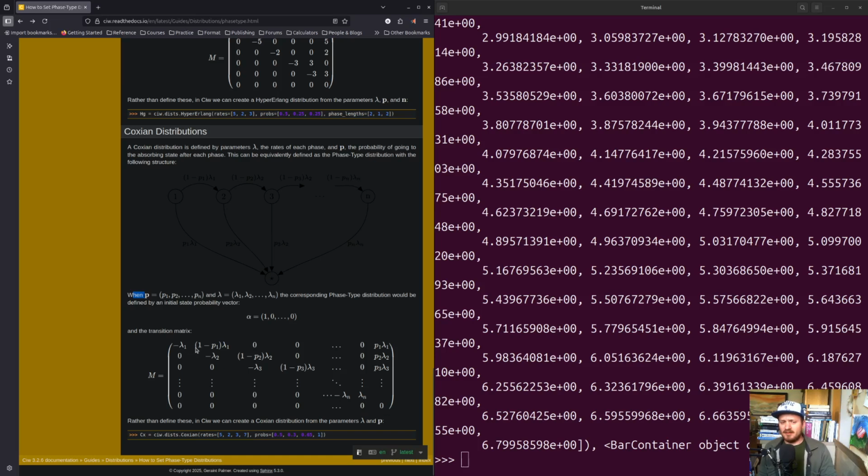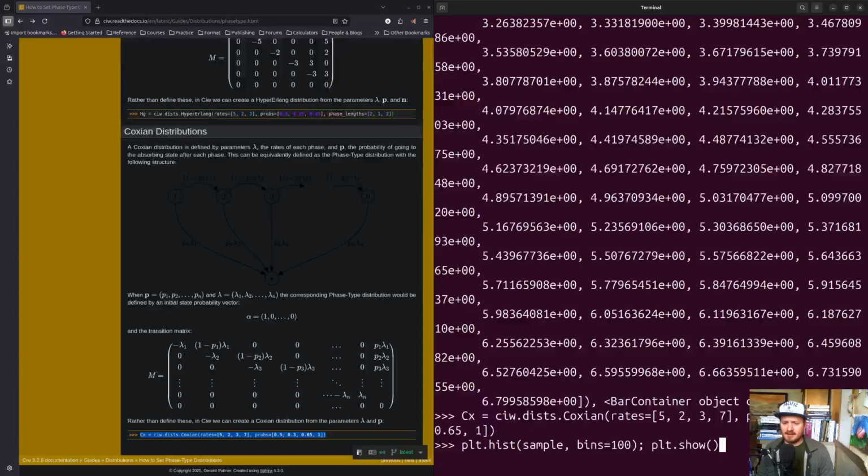And then you've also got the 1 minus some probability times that rate for going to the next state in the sequence, or with the corresponding amount of total rate of going to the absorption state. So at each node, there's a conservation of total rate, but some of that rate goes on to the next node, and some of that leaves the system. Okay, so let's throw that distribution in there.